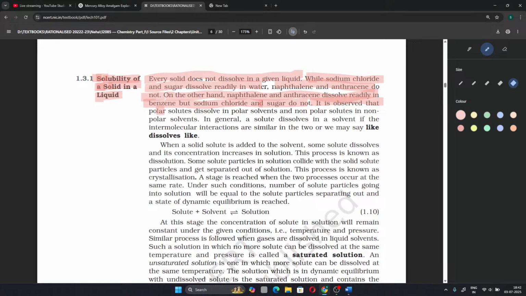It is observed that polar solutes dissolve in polar solvents and non-polar solutes in non-polar solvents. Basically, they are saying like dissolves like, unlike does not dissolve unlike. So polar dissolves in polar, non-polar dissolves in non-polar. In general, a solute dissolves in a solvent if the intermolecular interactions are similar in the solute and solvent, or we may say like dissolves like.